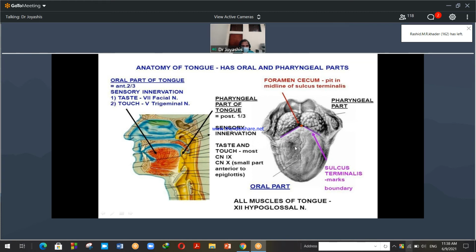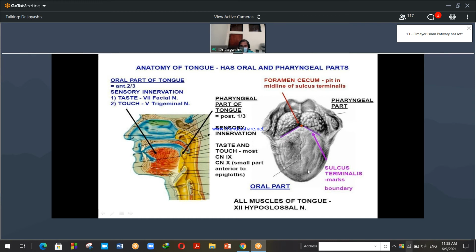Sensory innervation for taste is from the seventh cranial nerve, the facial nerve, and touch sensation is from the fifth nerve, the trigeminal nerve. And the pharyngeal part of the tongue is the posterior one-third. Sensory innervation, taste and touch, is mostly from cranial nerves 9 and 10: a small part from the 10th and most of it from the 9th.